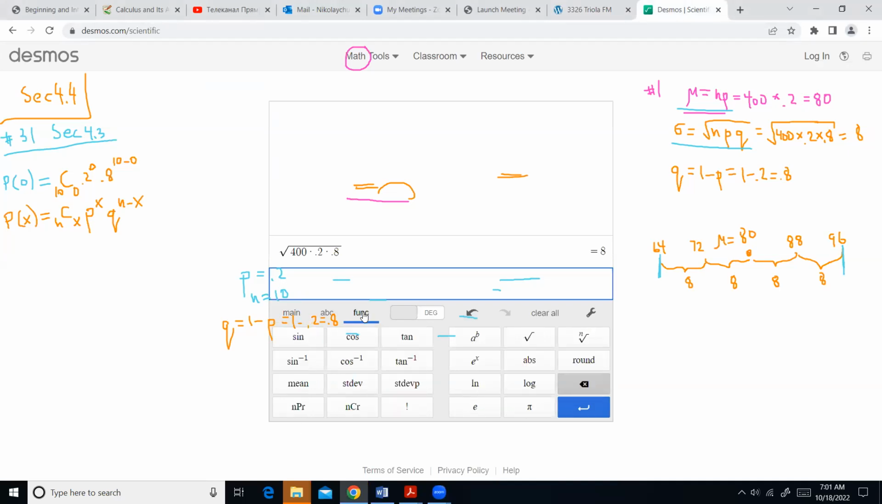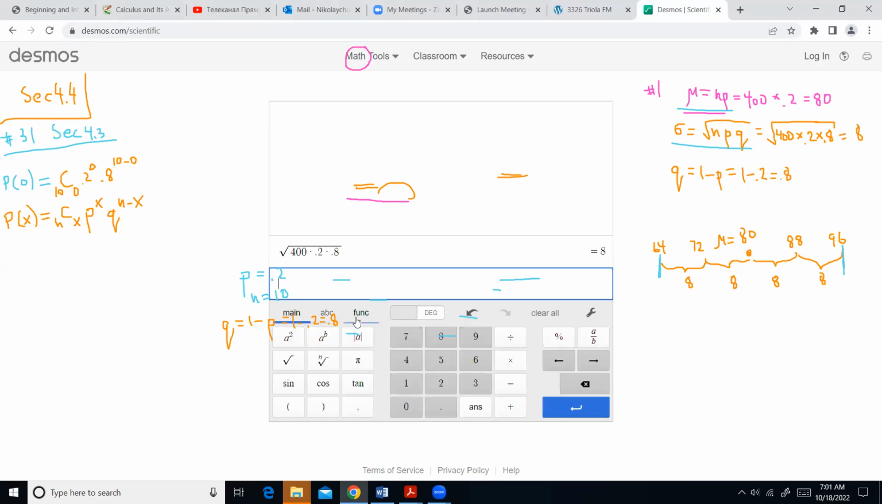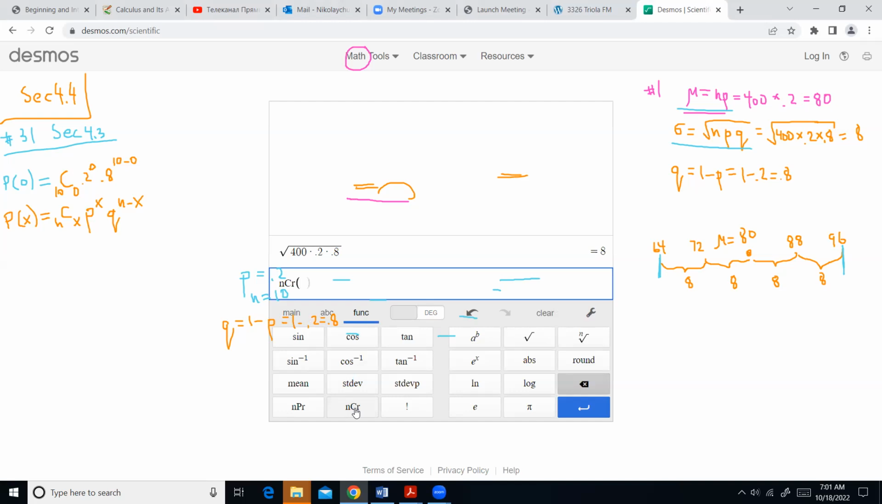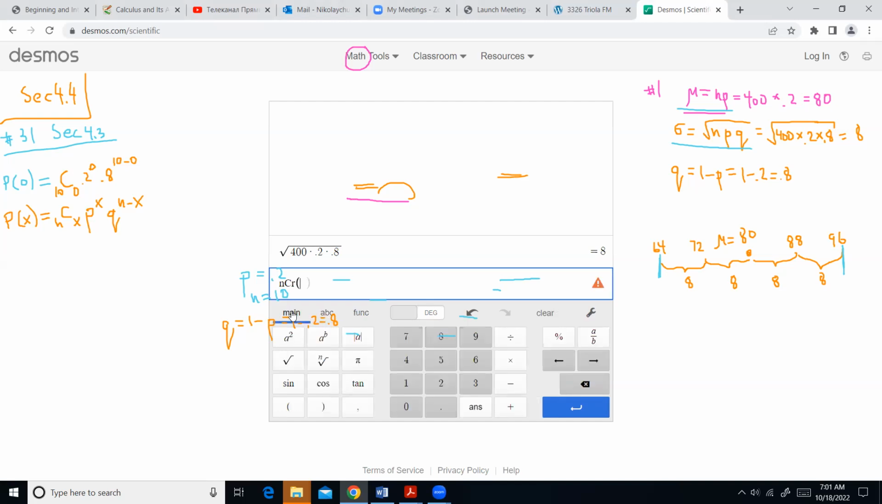I hope you already remember that to get combinations, I need to go to functions, the lower row here. And now I return back to main where all the numbers are. So we go 10, comma 0 in the parentheses. And then we times this by 0.2 raised to the power of 0. And again, I bring this cursor down and times this by 0.8, which is raised to the power of 10 minus 0, which is just the number 10. So we've got the answer. This is about 10%, right?